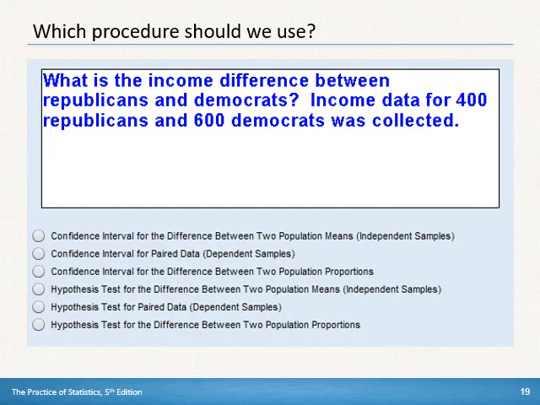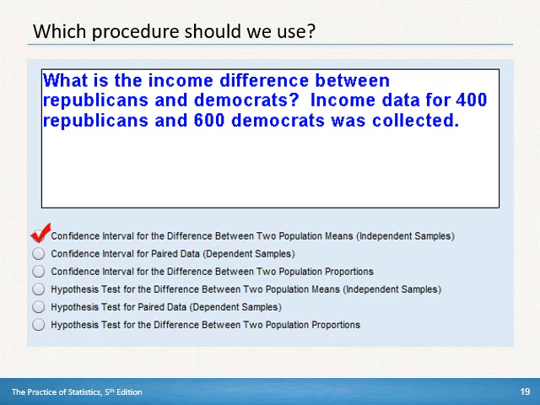All right, next one. What is the income difference between Republicans and Democrats? Income data for 400 Republicans and 600 Democrats were collected. So is this a confidence interval or a hypothesis test? And then think about whether the data is proportions or means.